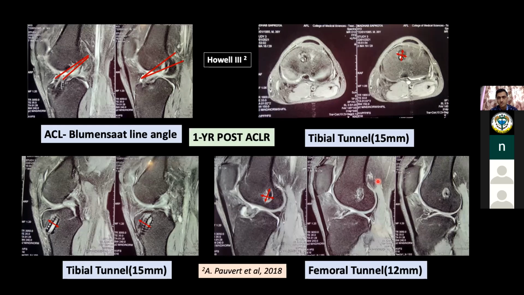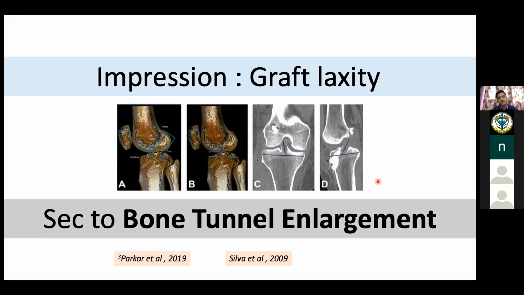This is again what the studies show, mainly because of the greater degree of tibial contusion compared to femoral contusion; there may be more enlargement of the tibial tunnel than the femoral tunnel. Our impression is graft laxity because the Lachman test showed increased anterior translation, though the endpoint was hard, compared to the normal knee, and this is secondary to bone tunnel enlargement.